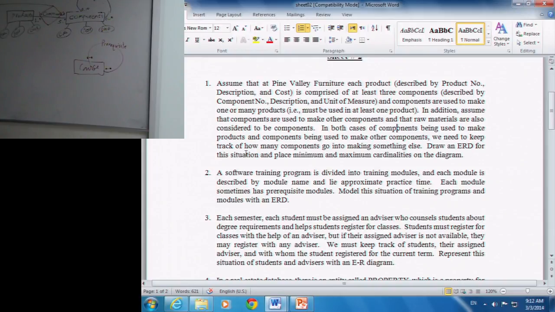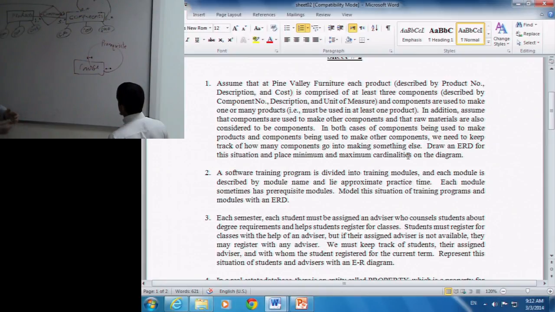To save data. To keep track of what? How many components go into making something else? How many components are the numbers? When you say the product is made of components, how many? When you say this, for example, a car product has, or is comprised of, or made of many things, among them wheels, engine, door, body, and so on.